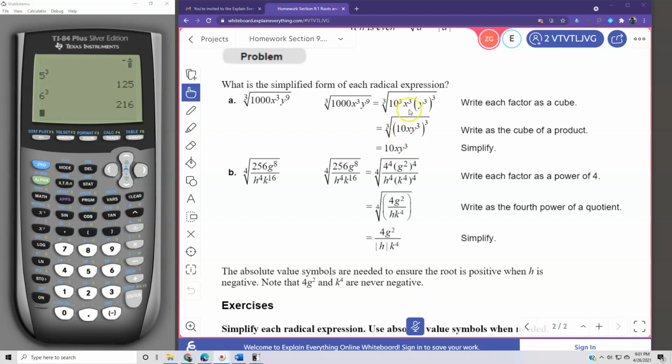The cube root of x cubed is x. And the cube root of y to the third, which is raised to the power 3, is y cubed.